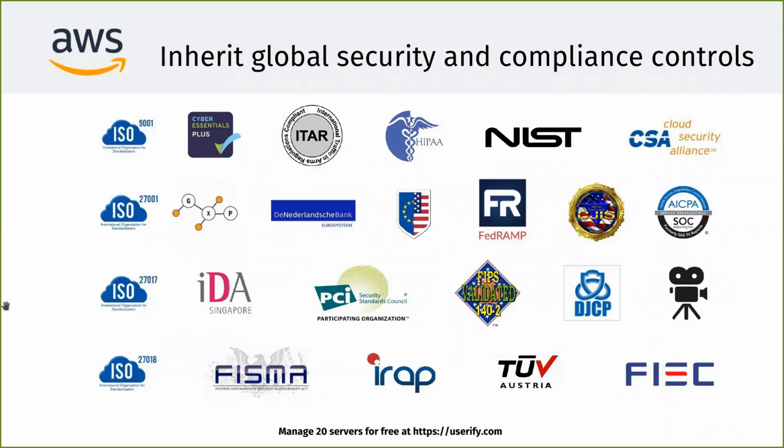For US healthcare law, we have HIPAA certification, CJIS for US criminal justice, SEC Rule 17a-4(f), and IRS 1075 for financial services, tax information encryption, and so on.